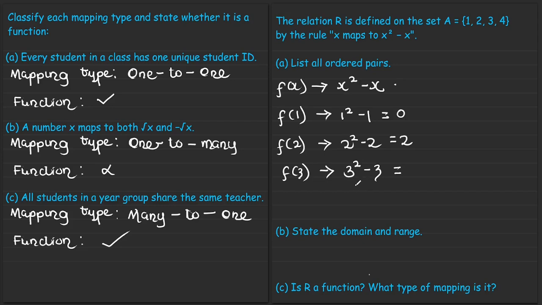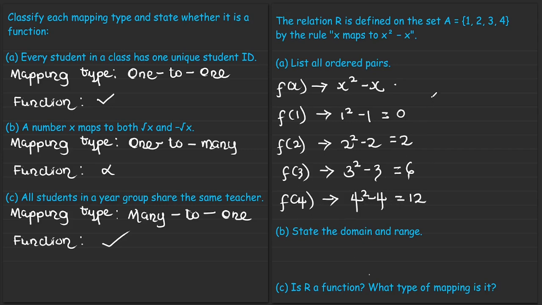Then for f of 3, we have a 3 squared minus a 3. 3 squared gives us a 9. 9 minus 3, we have a 6. Then for f of 4, we have a 4 squared minus 4. 4 squared gives us a 16. 16 minus 4, we have a 12.